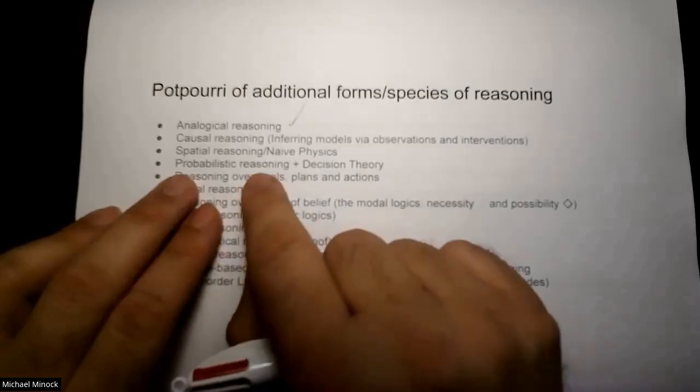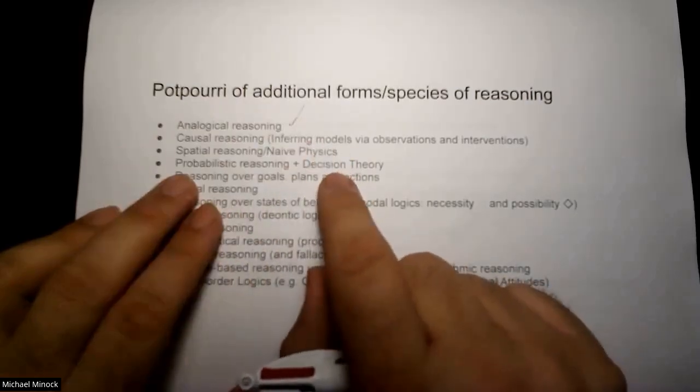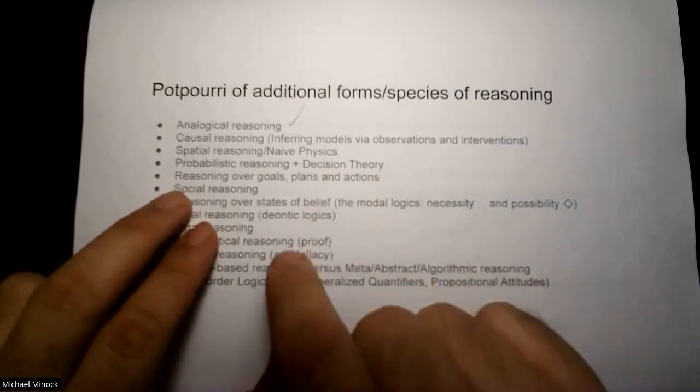Then we have probabilistic reasoning. So we can put probabilities over stuff, and then that interacts with decision theory. Based on those probabilities and our degrees of belief, we can basically say, well, what's the best decision to make if we want to maximize expected utility, that kind of stuff.